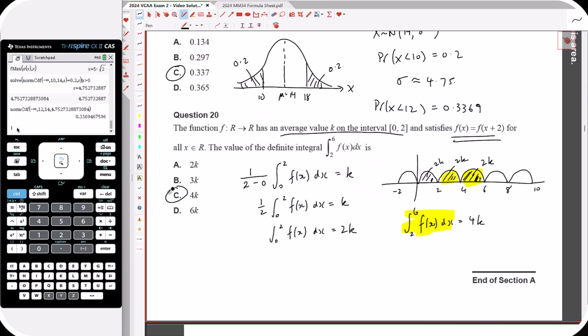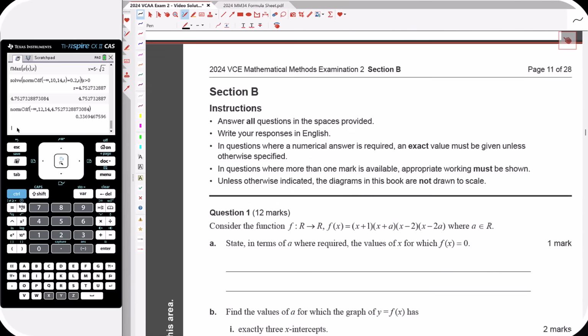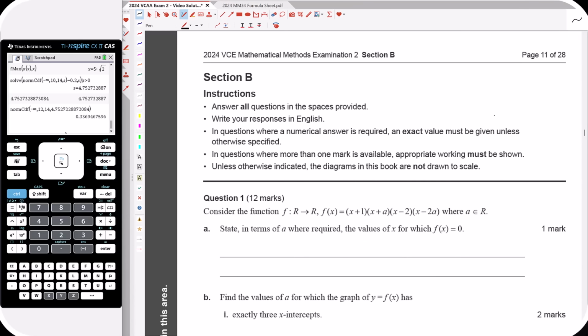So C. Not too curly for a last question of the multiple choice, but you do need to be able to, again, think graphically about what does this mean, and what am I learning from that, and how can I use that? Okay, that brings us to the end of the multiple choice. Let's move on to section B.